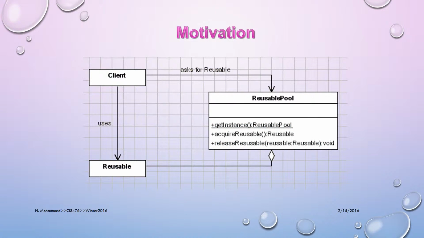Implementation involves the following objects: Reusable, Client, and ReusablePool. The object Reusable wraps the limited resource that will be shared by several clients for a limited amount of time. The object Client uses an instance of type Reusable. The object ReusablePool manages the reusable objects for use by clients, creating and managing a pool of objects.